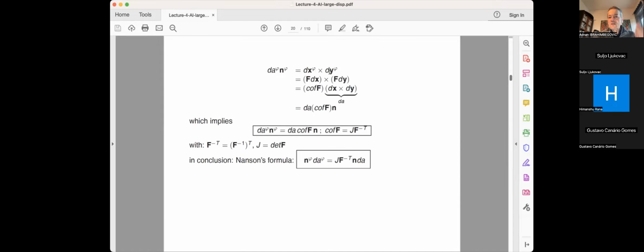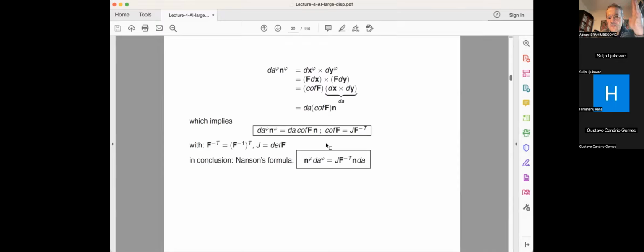Well, basically, you go through this development. We just had the result that dx phi is equal to F dx, and dy phi is equal to F dy. So if you do this multiplication, it turns out you need, strictly speaking, this cofactor, which is given here. That happened to be called Nanson's formula, because Nanson was the first guy to write a paper on this.